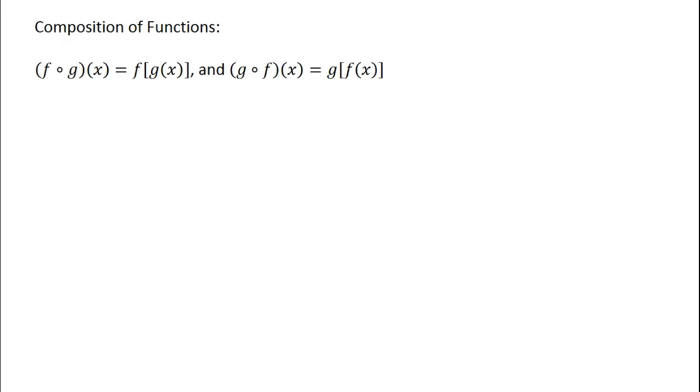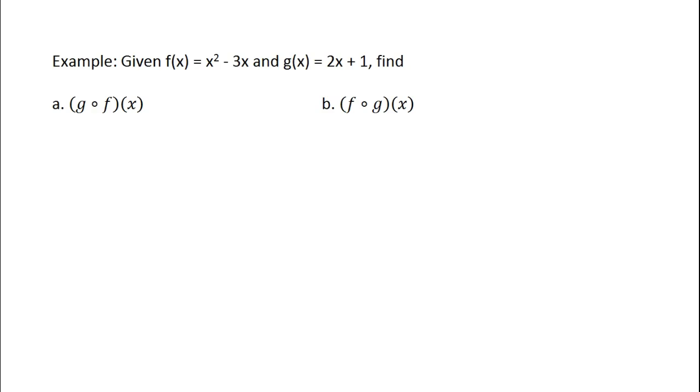When we have a composition of functions, that means we're going to put a function inside a function. And here's how the notation works. f circle g of x means take the function g and put it inside the function f. g circle f of x means take the function f and put it inside the function g. So here's an example. If this is my f function and this is my g function, then g circle f of x means take f and put it inside g.